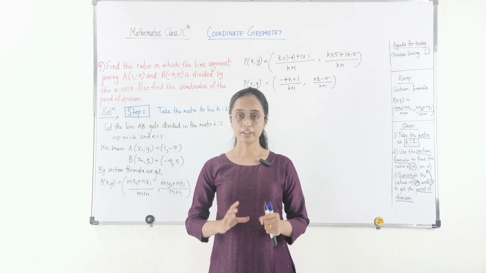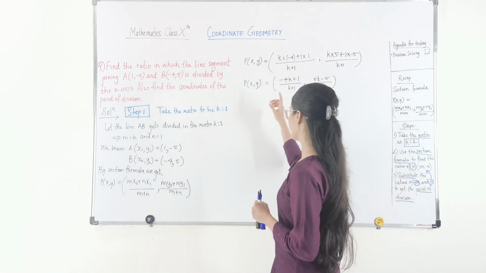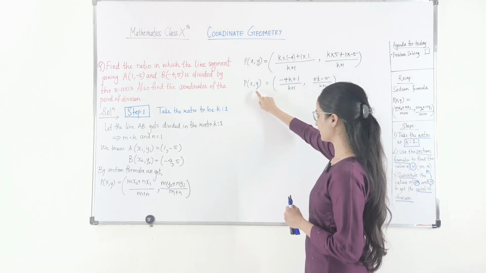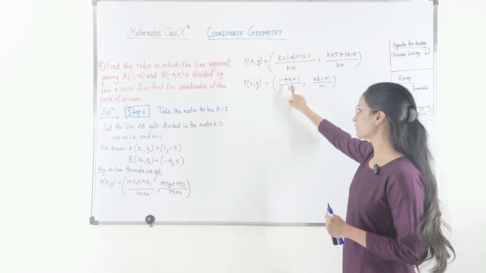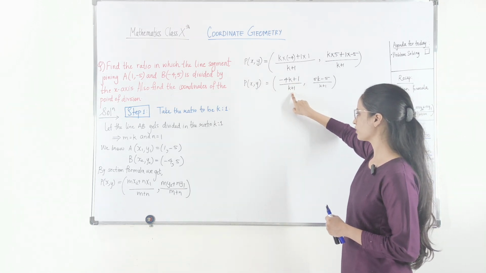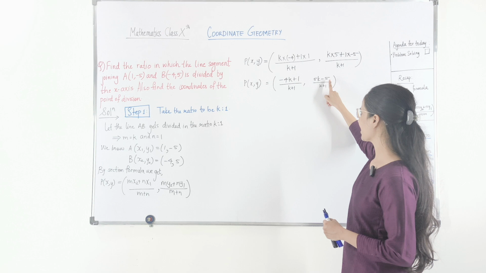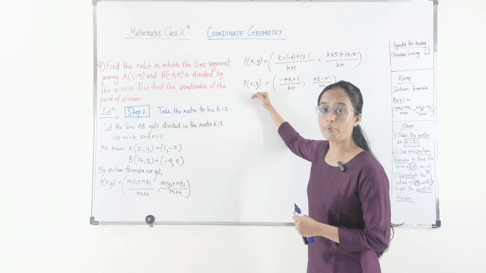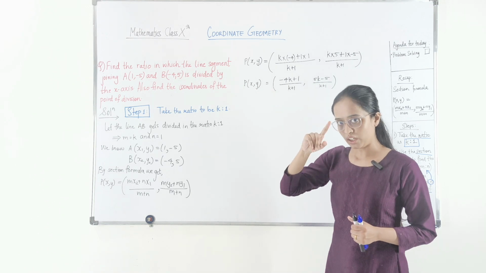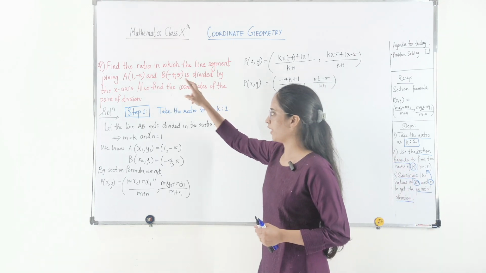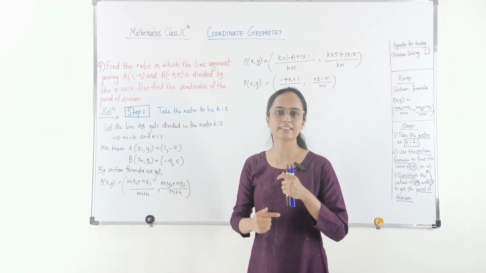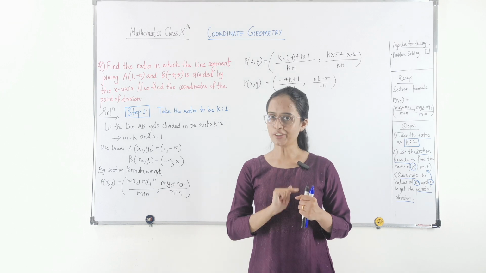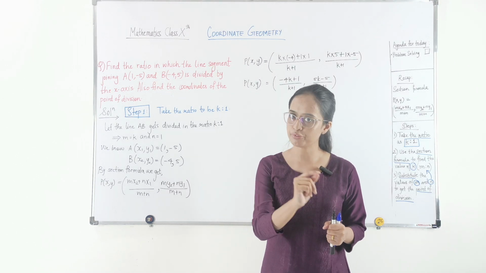So now we have got point P x comma y. If you see, we have got P of x y as minus 4k plus 1 upon k plus 1, comma 5k minus 5 upon k plus 1. Now this is your point of division. You did use the fact that these are the two endpoints. There is some other information that is given in this problem, and it is not given just for the sake of it, but you have to use it.